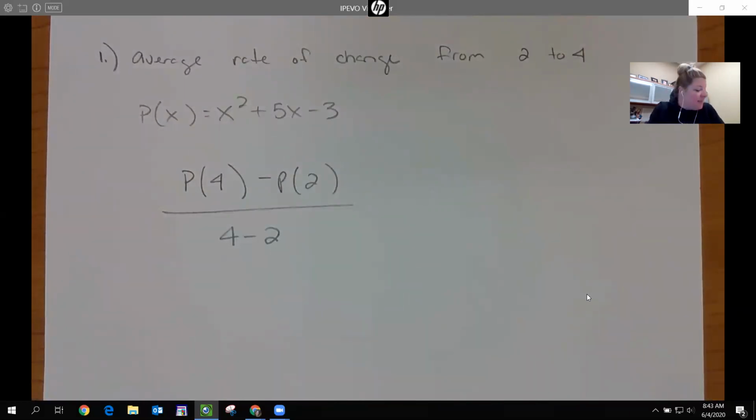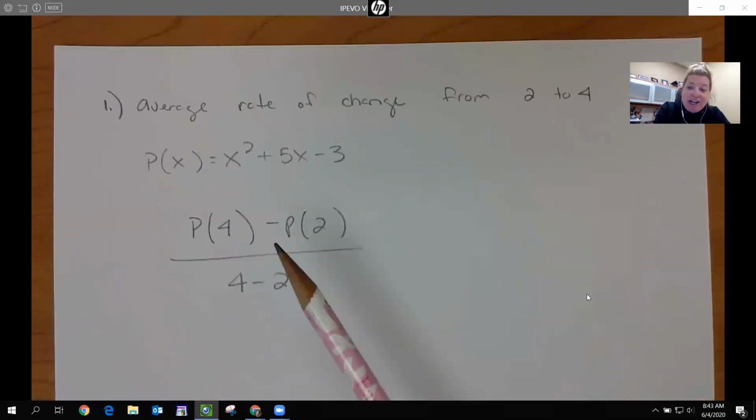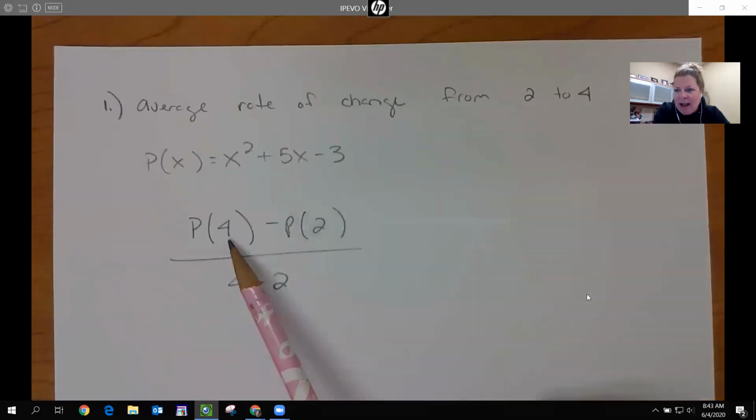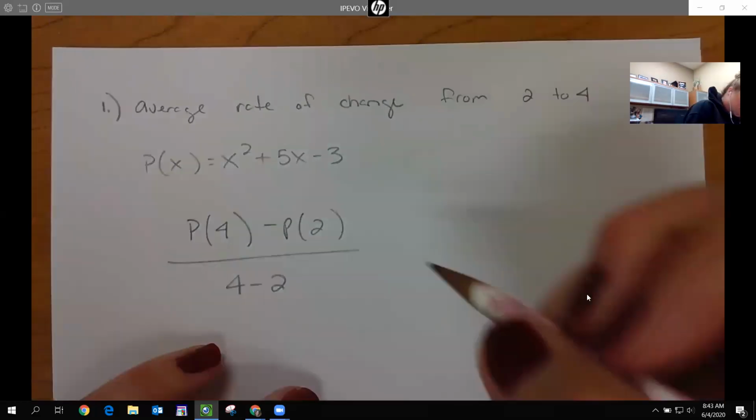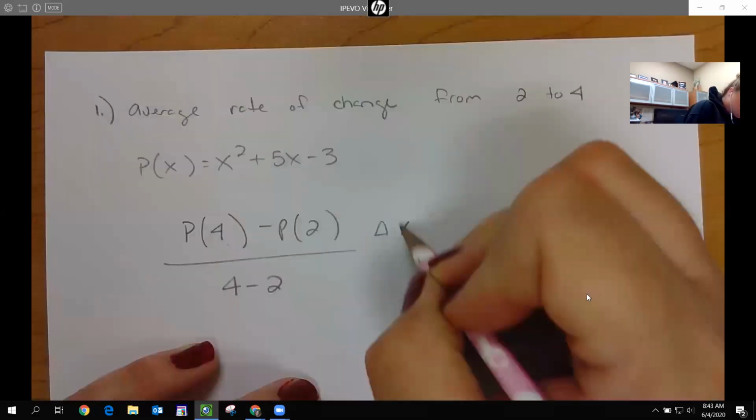Okay, so the whole idea is we're going to do our change in y. So we're going to plug in our x values to get out the y. We're going to use our function for our 2 values, and we're going to subtract them. That's going to be our numerator. Then our denominator will just be subtracting our x's, so change in x. So change in y over change in x.